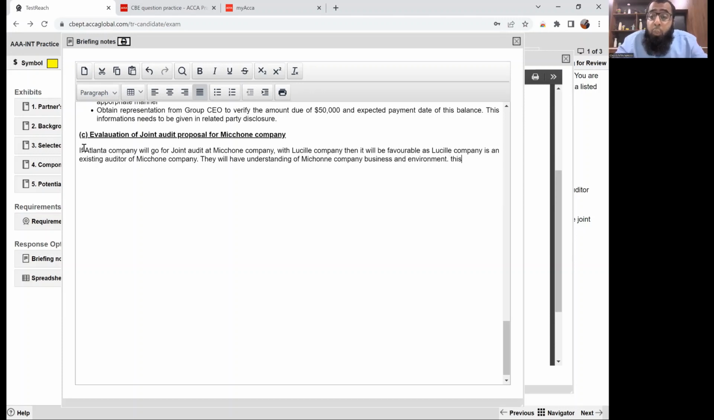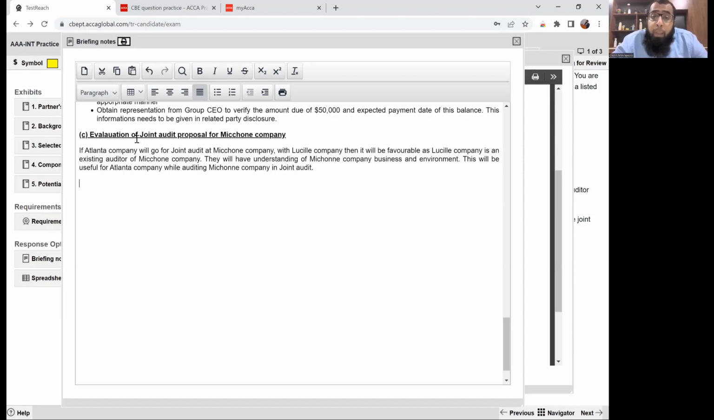This will be useful for Atlanta company, which is our firm, while auditing Mikon company in joint audit. Okay, if you go for a separate audit, we have to gain the understanding of the business and the environment. But if you go for joint audit, our co-firm will have those expertise.